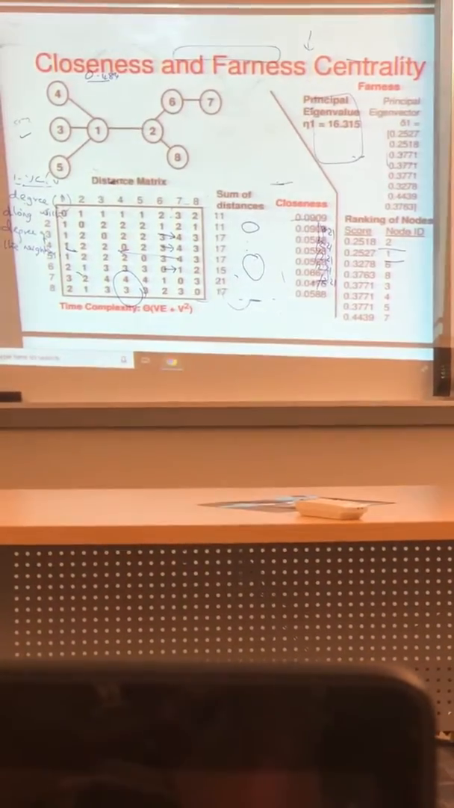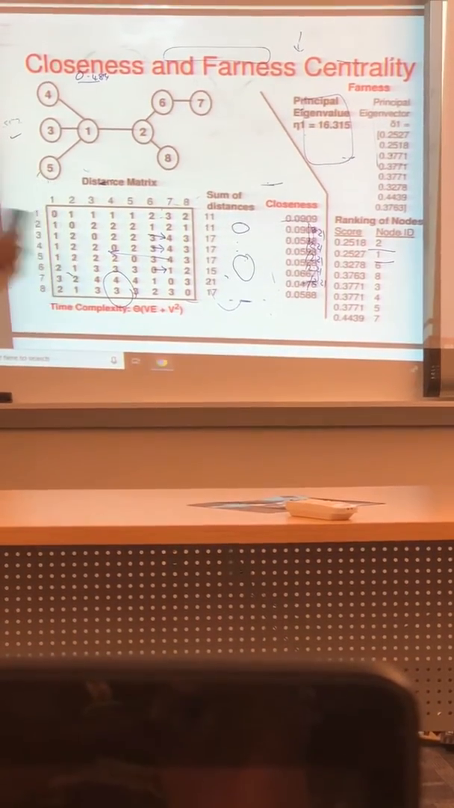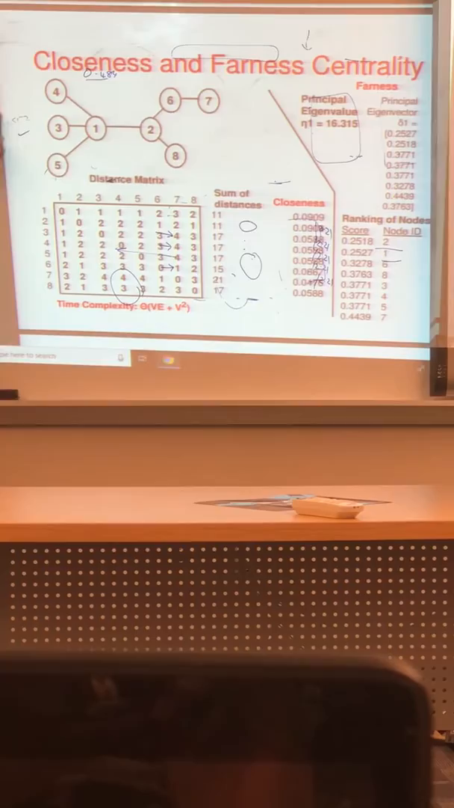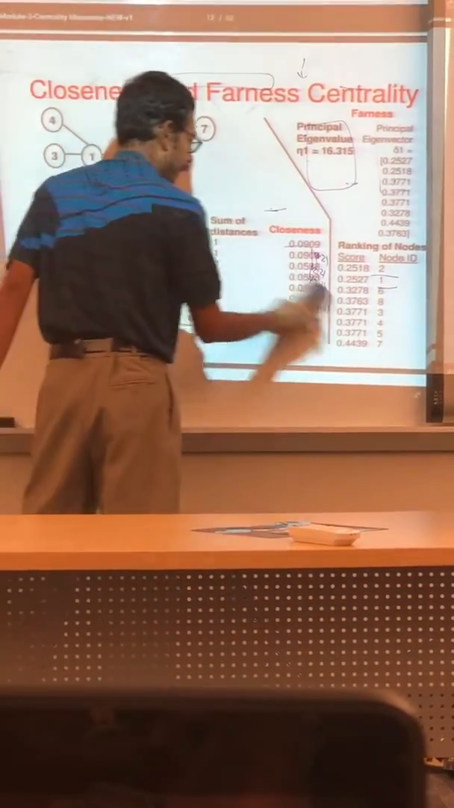Okay, so let us now do the other one. The first two that we saw are neighbor based or degree based. Now we are going to look at shortest path based centrality metrics.